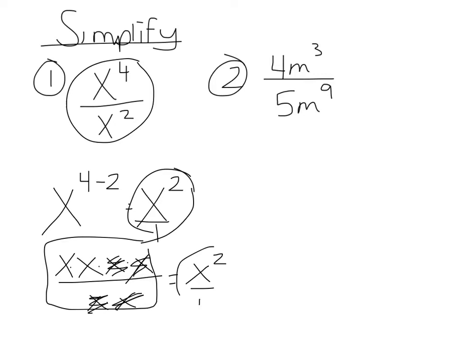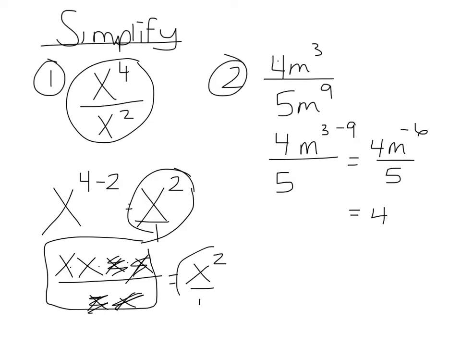Okay, number 2, we have 4m cubed over 5m to the 9th. Okay, the 4 and 5 don't simplify at all, so our fraction is still going to have a 4 and a 5 in it. And then our m's, okay, we have 3 m's on top and 9 m's on the bottom. So we could either do this as m to the 3 minus 9, and that gives us 4m to the negative 6 over 5. And then we have to actually move our m's to the bottom because they're negative.